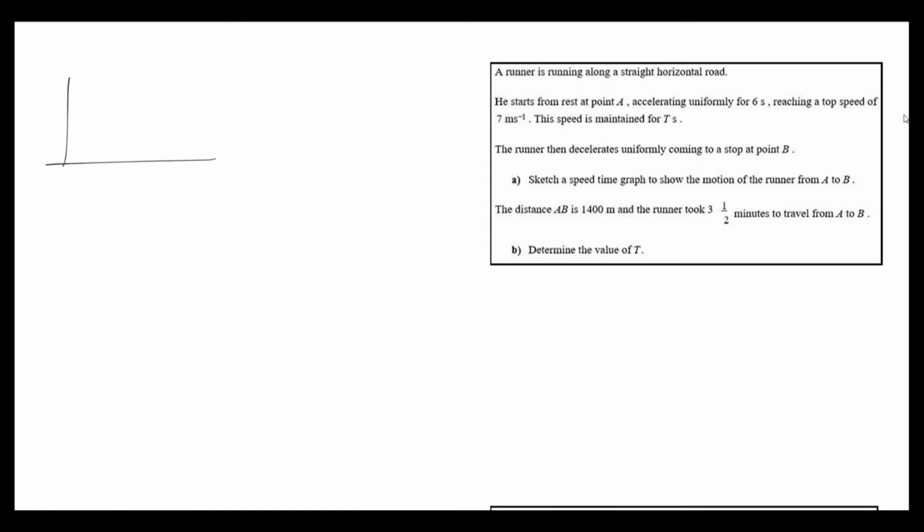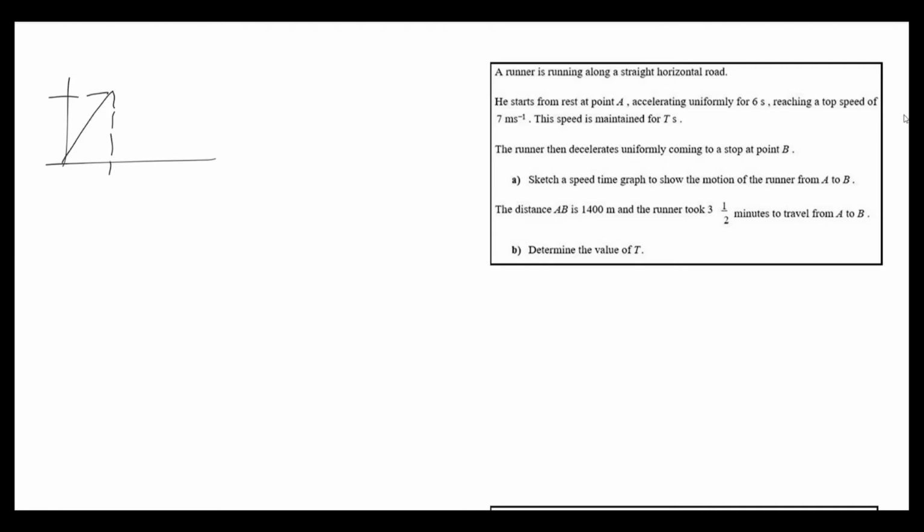Part A of the question asks for us to sketch the time graph to show the motion of the runner from A to B. So I'm going to sketch a velocity time graph to show what's happened. Initially we're told that we're accelerating uniformly for 6 seconds, up to a speed of 7 meters per second. So that's the positive gradient, that positive diagonal line.